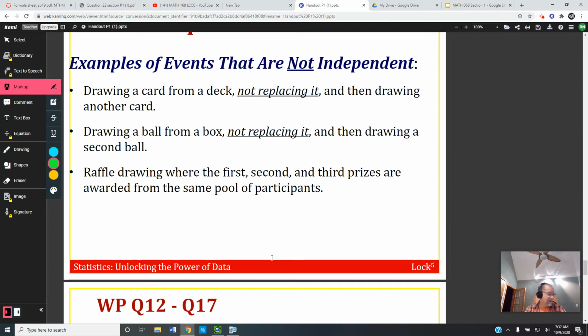Things which are deemed not independent: drawing a card and not replacing it. Drawing a ball from a box, not replacing it. Having a raffle drawing where first, second, and third prize are awarded in the same pool of participants. Because when you pull that first prize away, you've taken that away from anybody else being in the running. So you've changed the odds of winning the other events.